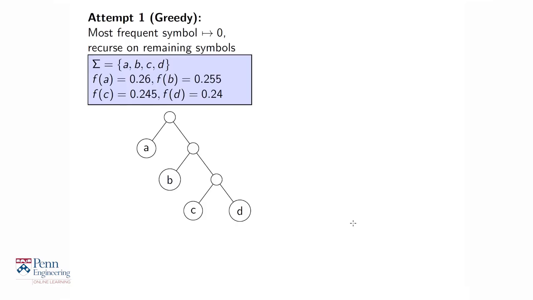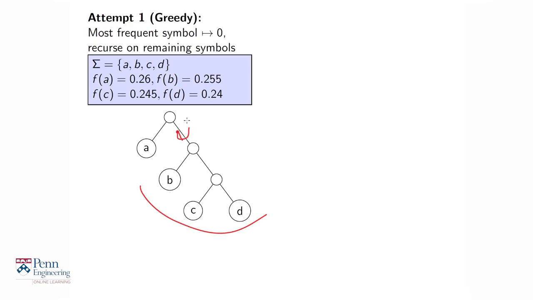A has a 0.26 frequency, B has frequency 0.255, C has frequency 0.245, and D has frequency 0.24. A is most frequent, so we give it the symbol 0. So the remaining code words must all begin with 1, so they're all in the right subtree of the root. So all the remaining symbols here must be in the right subtree of the root.